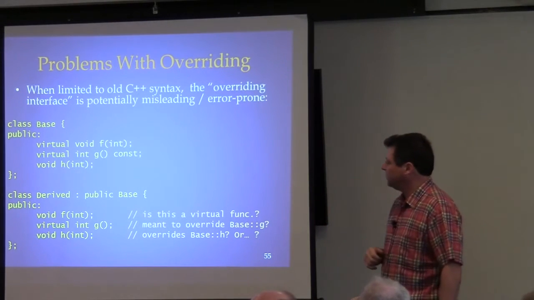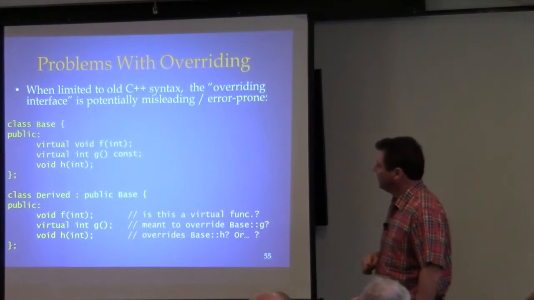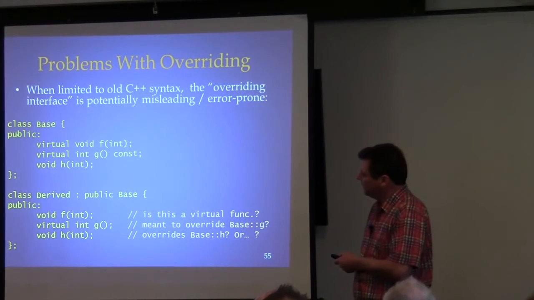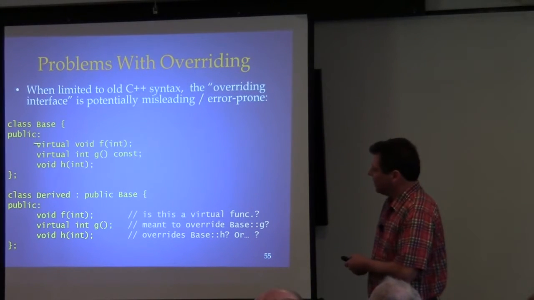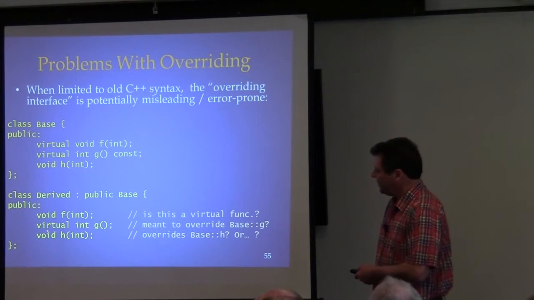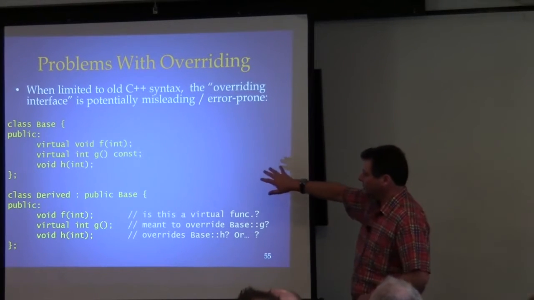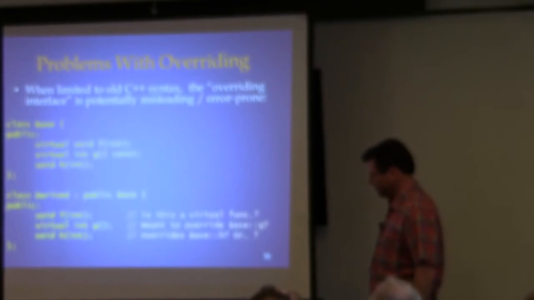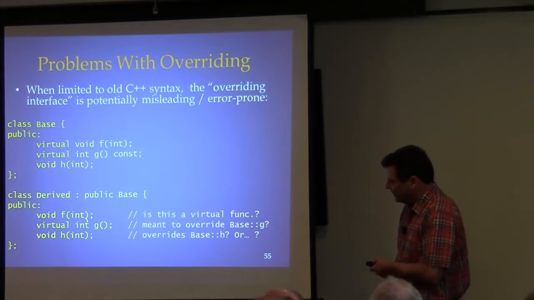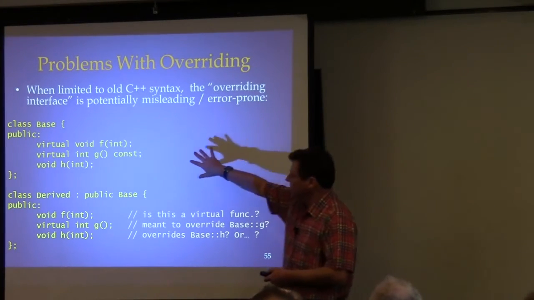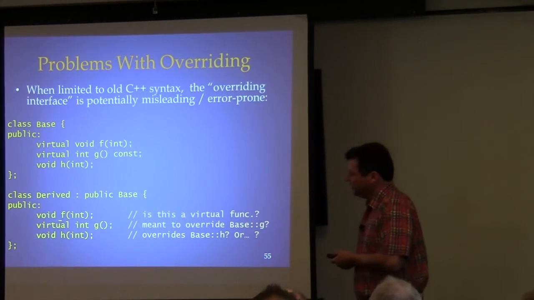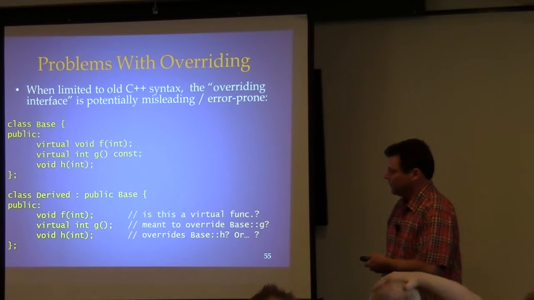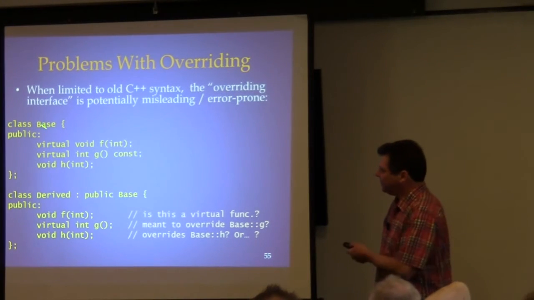So here is an old C++ class hierarchy. We have a base class and we have F and G, which are declared virtual. G is also const. We have a non-virtual function H. Then we have a derived class. In old C++, there's a lot of potential confusion here, or just outright errors. If someone is just looking at this code, let's say this is in a different module, how do you know if F is virtual or not here? You don't. You have to know if it's virtual in the base.